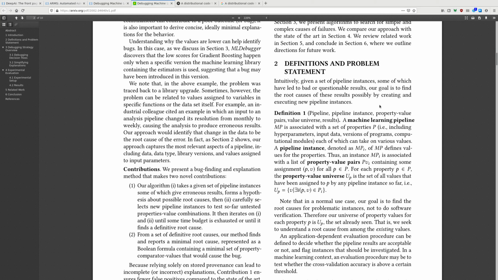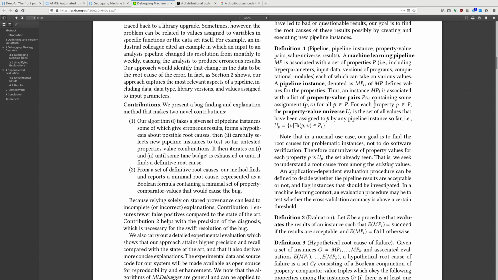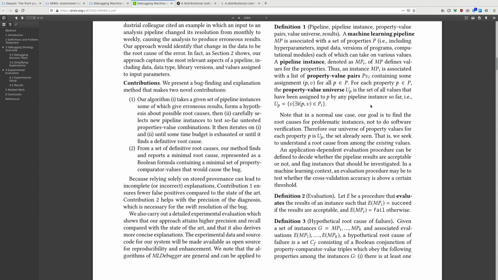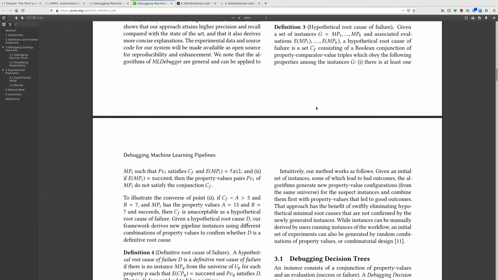So, definitions and problem statement. Intuitively, given a set of pipeline instances, some of which have led to bad or questionable results, our goal is to find the root causes of these results, possibly by creating and executing new pipeline instances. So we define pipeline, machine learning pipeline, hyperparameters, input data, version of programs, pipeline instance, property-value pairs, and property-value universe. Note that in a normal use case, our goal is to find the root causes of problematic instances, not to do software verification. Therefore, our universe of property values for each property is the set already seen. That is, we seek to understand the root cause from among the existing values. An application-dependent evaluation procedure can be defined to decide whether the pipeline results are acceptable or not, and flag instances that should be investigated.